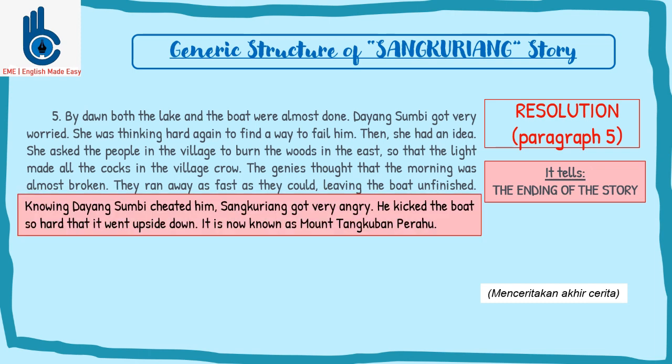We can see here, knowing Dayang Sumbi cheated him, Sangkuriang got very angry. He kicked the boat so hard that it went upside down. It is now known as Mount Tangkuban Perahu.